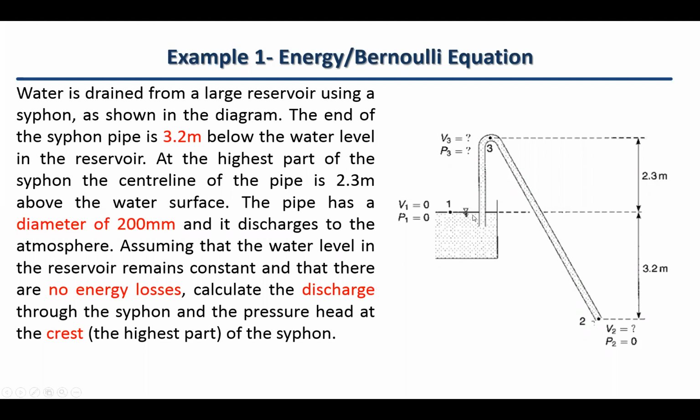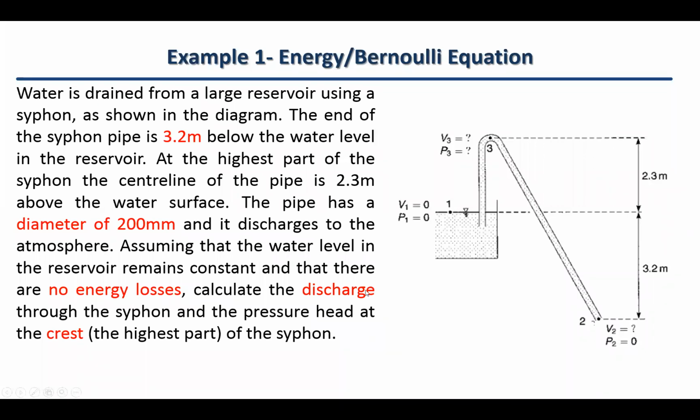The highest part of the siphon here is, for example, 2.3 meters above the water surface. The pipe has a diameter of 200 millimeters, 20 centimeters, which is a moderate size, and it discharges to the atmosphere. So this is the discharge to the atmosphere, this point. Imagine all of these points we don't have, so P2 and P1, we don't have them.